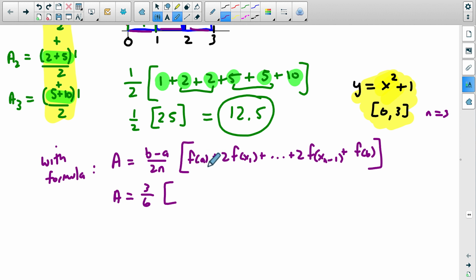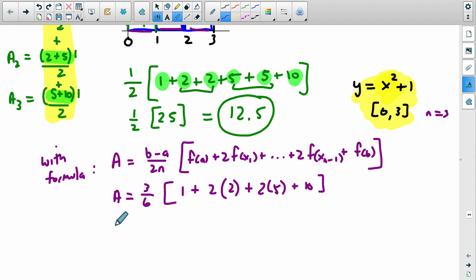So f of 0, you put 0 in here, 0 squared is 0 plus 1 is 1, plus 2 times f of, remember our width is just 1, so we go up to 1, and we put 1 in here, 1 squared is 1 plus 1 is 2, so we put 2 there. Then we go to our next one, we've done 0, we've done 1, now we're at 2, 2 squared is 4 plus 1 is 5, so we need 2 of those. And now we come to the last point, which is 3. We don't need 2 of those, we just need 1 of those. So we put 3 in here, 3 squared is 9 plus 1 is 10.